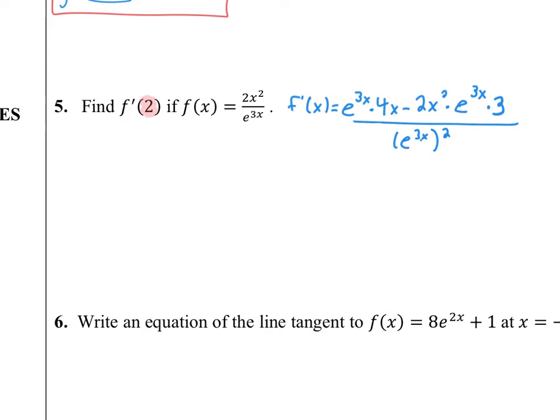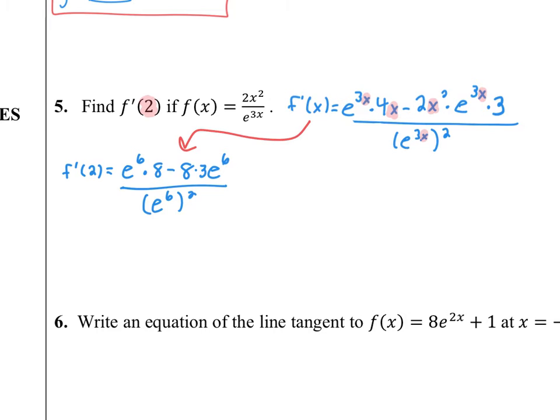And now if I'm asked to do f prime of 2, I'm going to plug the 2 in. I don't have to algebraically simplify this first. I can plug the 2 in at any moment. So all of my x's over here, I'm going to substitute in a 2. Coming over here, I just replace the x with 2, and I end up here.